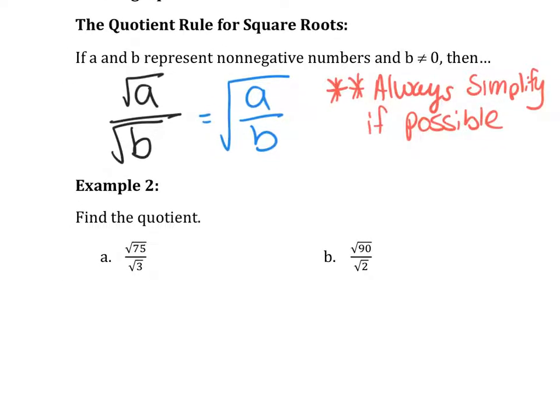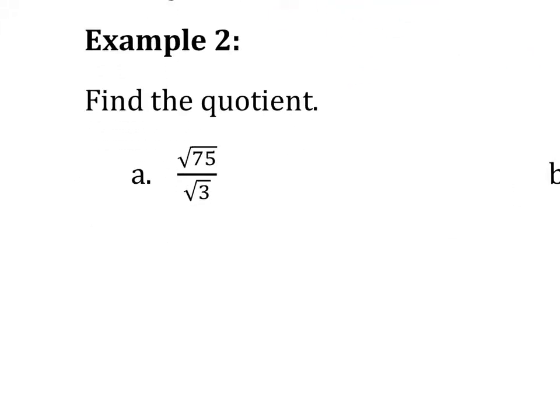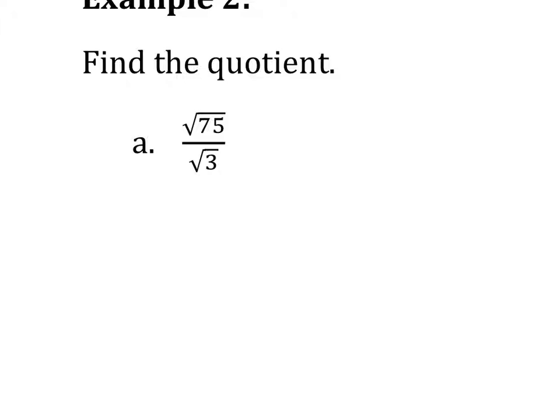Alright, so same idea, just dividing instead of multiplying. So if we look at example 2a, we have square root of 75 divided by square root of 3. So using our quotient rule, we can rewrite that as the square root of 75 divided by 3, all under one square root. Make sure that your square root is big enough to fit the fraction. Make sure it's obvious that that fraction is underneath that square root. You don't want to write it like this, because that means something different.